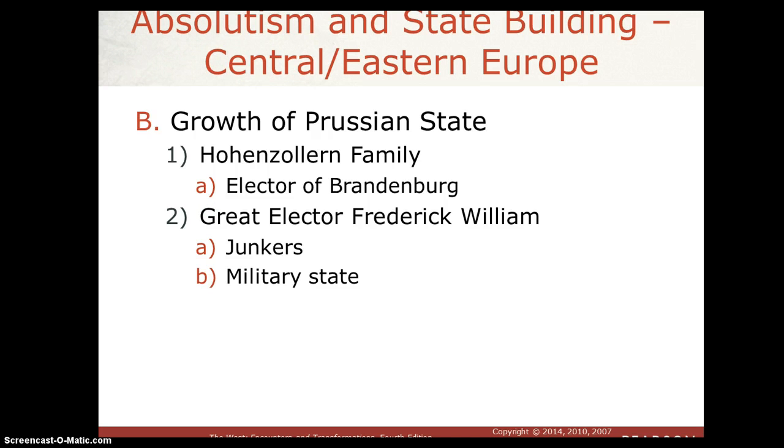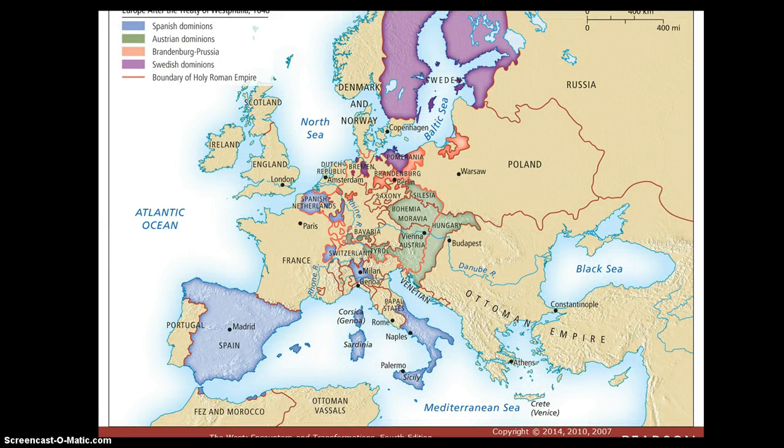You end up having, like I said, the growth of the Prussian state. You have the Hohenzollern family, one group of monarchs, okay? Here is again the map.